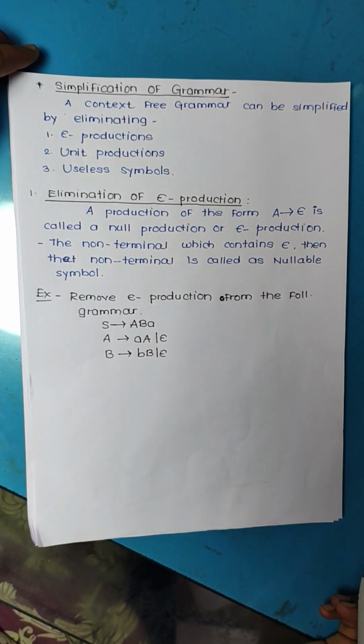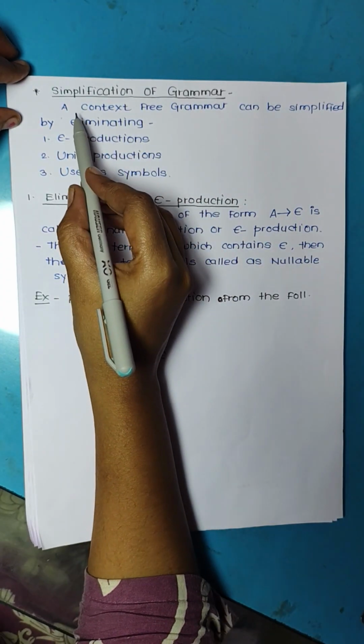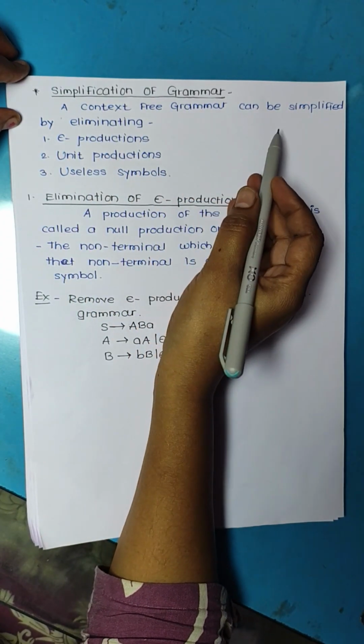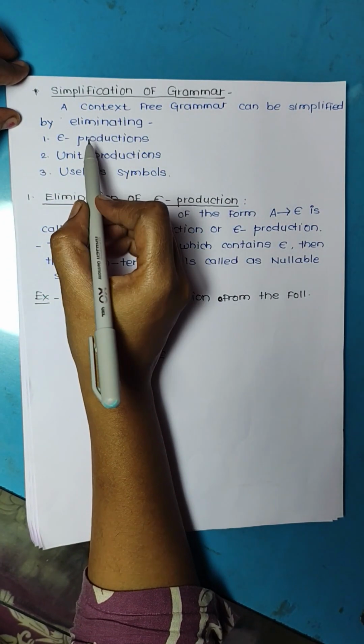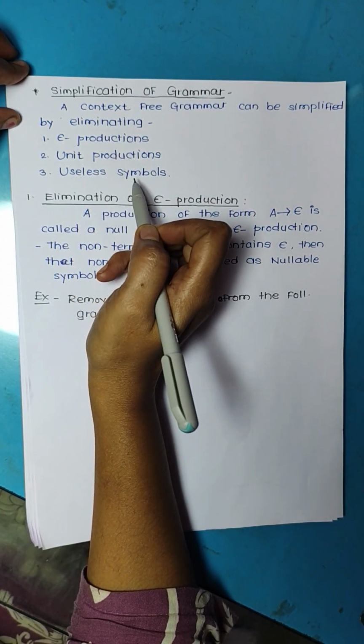Hello everyone. Let us discuss the topic simplification of grammar. A context-free grammar can be simplified by eliminating epsilon productions, unit productions and useless symbols.